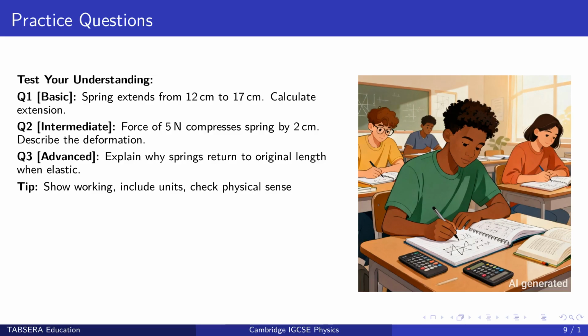For all questions, remember to show your working clearly, include units in every step, and check your answers make physical sense. Write your answers now before looking at the solutions.